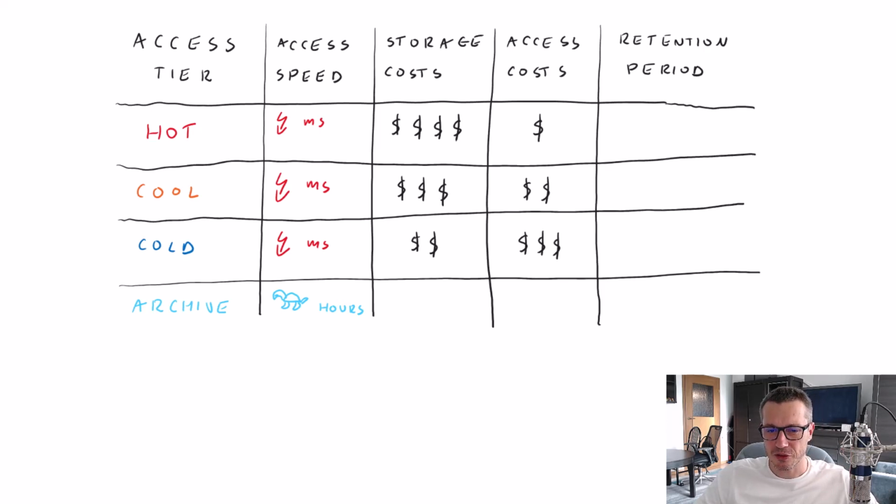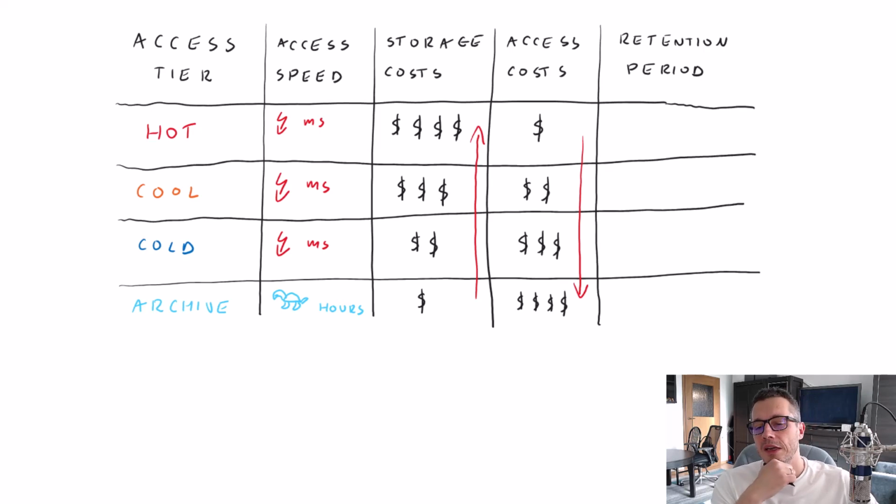However, the storage cost is very low. It's the cheapest option to store our data. But the access cost is the highest, like this. So you should already see the pattern when it comes to the cost. So for storing the data, moving from archive through cold, cool to hot, the cost is getting up. When it comes to access costs, it's the opposite.